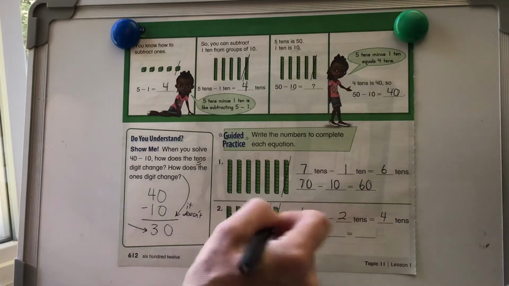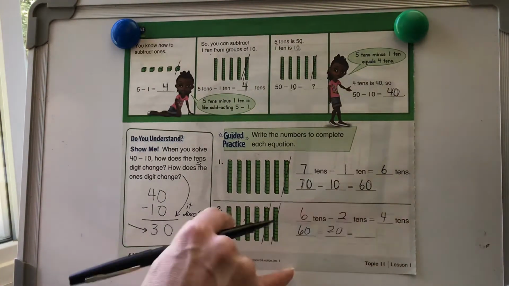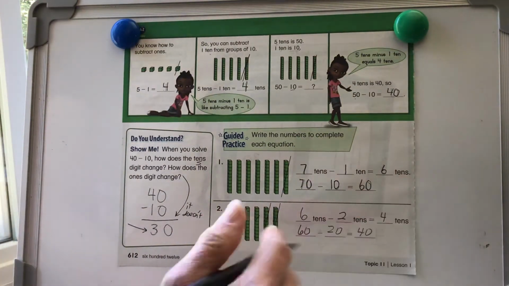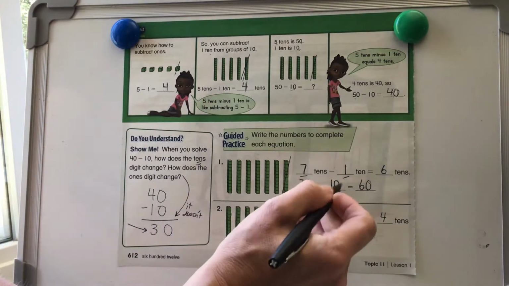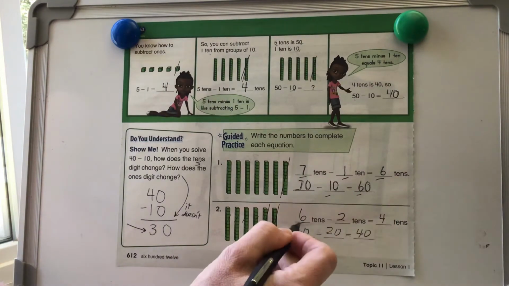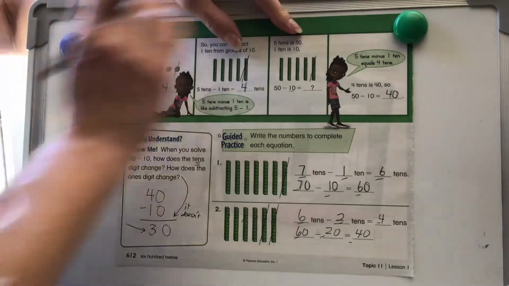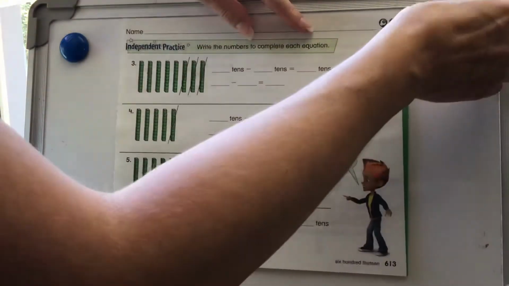60 minus 10, 20 equals 10, 20, 30, 40. And again, you should be able to start seeing the pattern. 7, 7, 1, 1, 6, 6, 6, 6, 2, 2, 4, 4. So you should start to be able to see the pattern emerging as we do this. All right, let's go ahead and go onto our independent practice page.